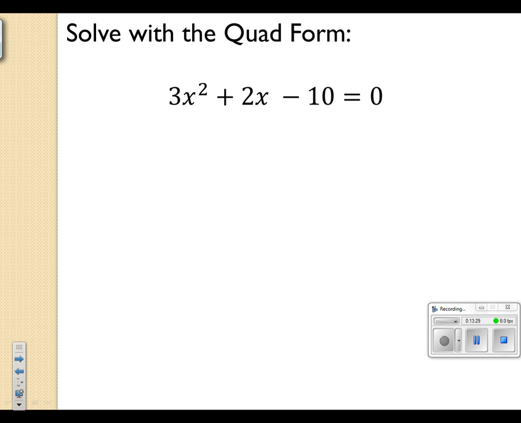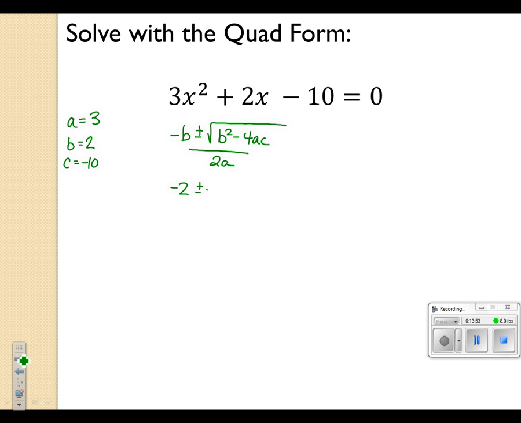So let's use the quadratic formula. On this problem, a is 3, b is 2, c is a negative 10. So negative b plus or minus the square root of b squared minus 4ac, all over 2a. We'll fill it in. Negative b is negative 2. B squared is 4, minus 4 times 3 times negative 10, and then all over 2 times 3.